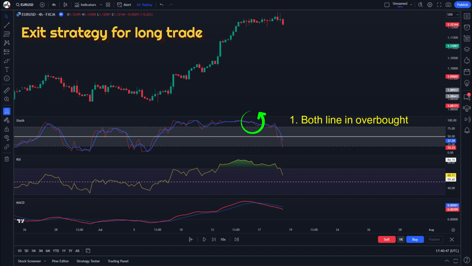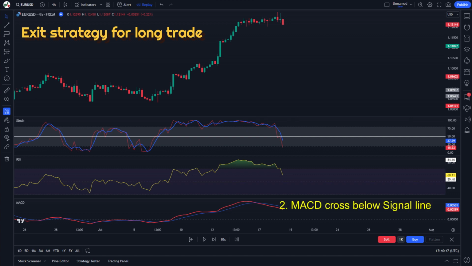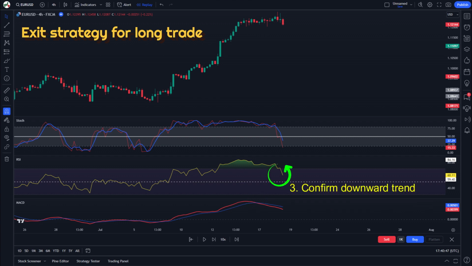First, both lines of stochastic reach the overbought zone. Second, the MACD appears to cross the red line to below the blue line. Third, the RSI indicator is showing the downward trend.